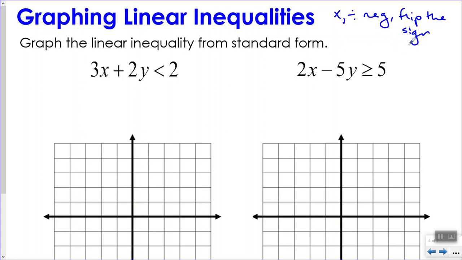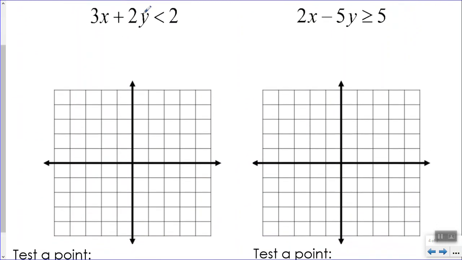So as we're moving terms around and we're trying to get into slope-intercept form, if I end up multiplying or dividing on both sides by a negative value, I have to flip my inequality sign around. So if you look at our first example, in order to get y by itself, we're going to subtract 3x from both sides. So we have 2y is less than -3x plus 2. We divide by 2, and we have y is less than -3/2x plus 1. Because I didn't do any multiplying or dividing by a negative, the inequality sign stays the same.